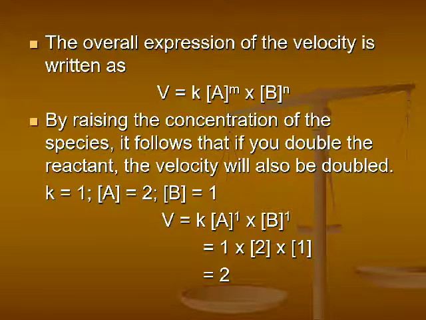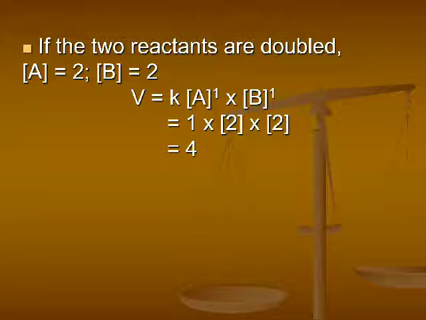By raising the concentration of the species, it follows that if you double the reactant, the velocity will also be doubled. So K, the constant, is 1, A is 2, and B is 1. So V again is K times A raised to 1 times B raised to 1, and of course we have the result of 2. If the two reactants are both doubled, we can have a product that is also doubled, which is 4.